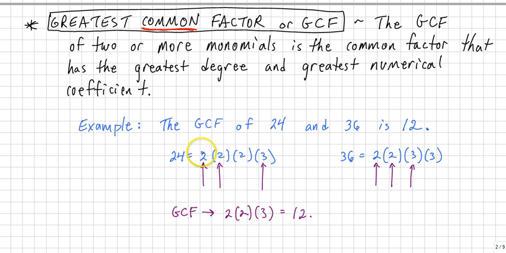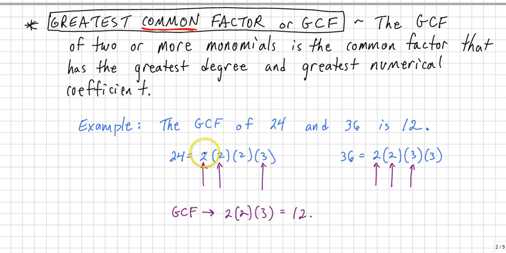So I got 24, write it as a product of primes. So do its prime factorization. So 24 is 2 times 2 times 2 times 3, because that would be 8 times 3 is 24. Take the other number that we're trying to find the GCF of and write its prime factorization. So 36 could be written as 2 times 2 times 3 times 3. And then you're looking for common factors.